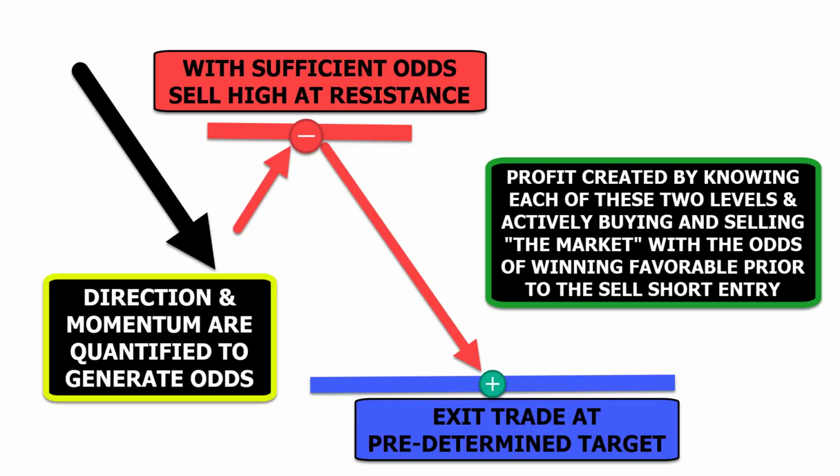So we're going to do the same thing when the market's going down, right? If the market's going down and we can quantify that we have enough direction, strength, and momentum in the market by looking at our indicators, we're going to look for a resistance area to go short, and then we'll buy that commodity price later.